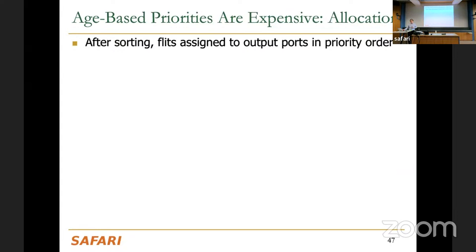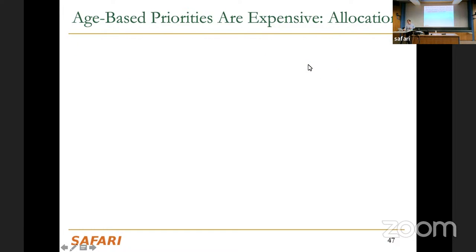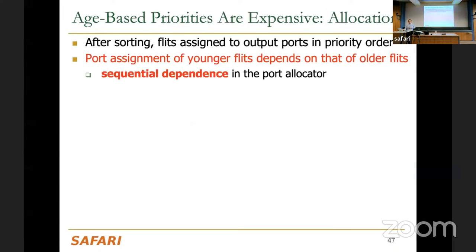After sorting, flits are assigned to output ports in priority order. So port assignment of younger flits depends on that of older flits. After you sort, you know which flit is the highest priority. You can say 4 is the highest priority or 1 is the highest priority, depending on how you do the priority numbering, right? Now you need to assign the output ports to them. Now there's a sequential dependence that you introduce. This is one way of designing the oldest first arbitration, basically. You need to assign output ports, but you basically prioritize the older flit. That means that you cannot assign an output port to a younger flit until the older flit actually gets assigned an output port, right? So there's some fundamental sequential dependence in port allocation.